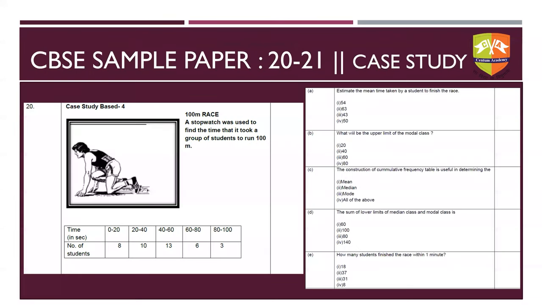Now this is the question, a sample paper. This is the data given. A stopwatch was used to find the time that it took a group of students to run a 100 meter race.